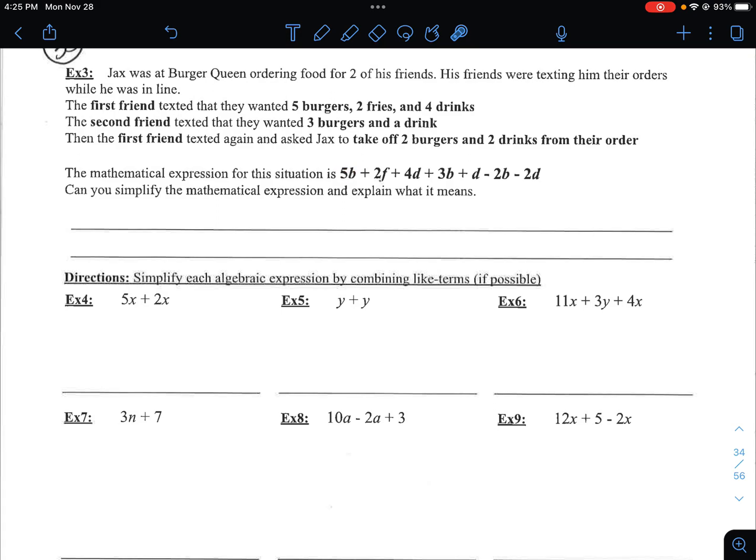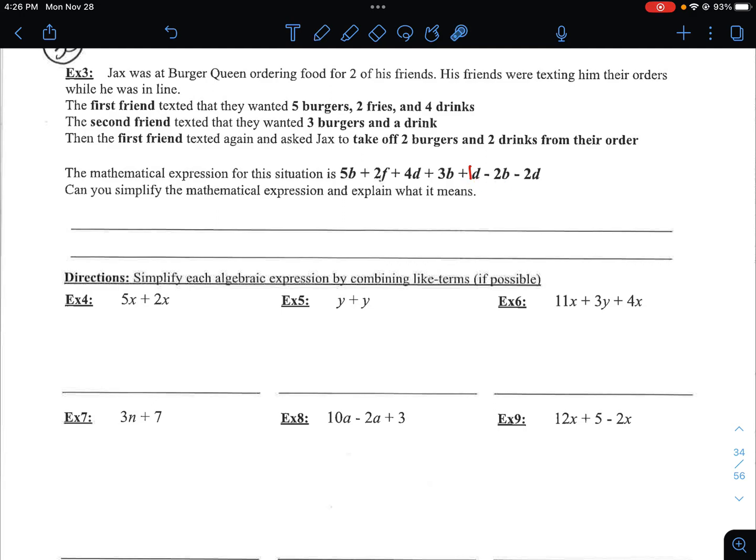Well, what is 5b? Why would a mathematician write 5b? Well, the first friend needed 5 burgers, right? So 5 burgers, 5b. The first friend also wanted 2 fries, so you would add 2f, the 2 fries from the first friend, plus the 4 drinks, 4d. Use different variables for the different things. And then the second friend wanted 3 burgers, so 3b. And a drink, so they wrote d. Now, you can also write 1d, because 1 drink and a drink mean the same thing.